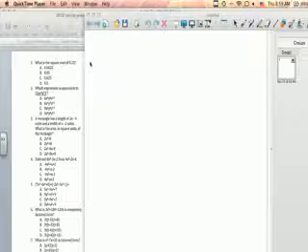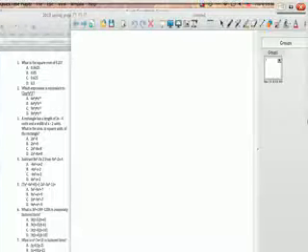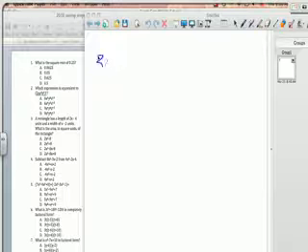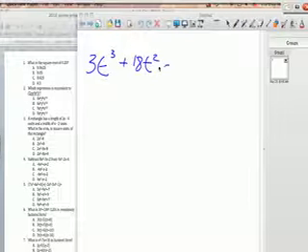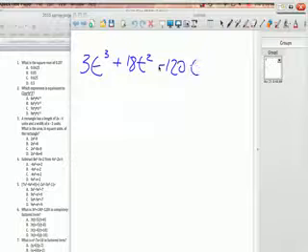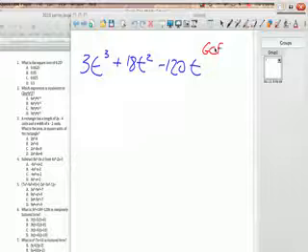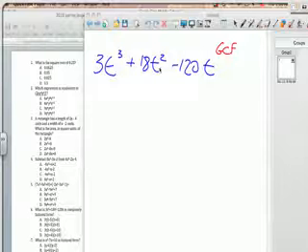Okay, class, for problem number 6, it says, what is 3t to the third power plus 18t squared minus 120t completely factored? So that means I got a couple things going on. First thing I better check, do I have a greatest common factor? Do I have some things in common here?